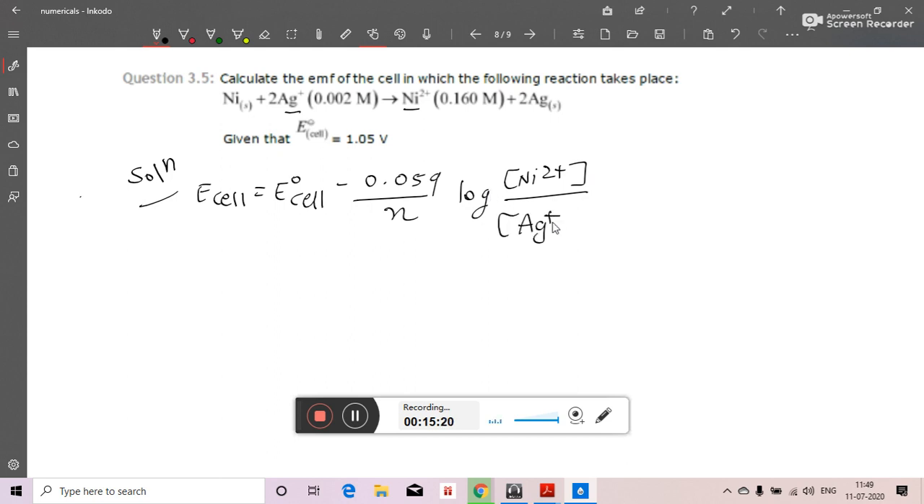So that is equal to, now E naught cell is 1.05 volt minus 0.059. Now number of electrons gained or lost is, so here on both sides charge is 2 plus, okay, so number of electrons gained or lost is 2, log of concentration of Ni2 plus, so that is 0.160 molar. So that can be written as 16 into 10 raised to minus 2.